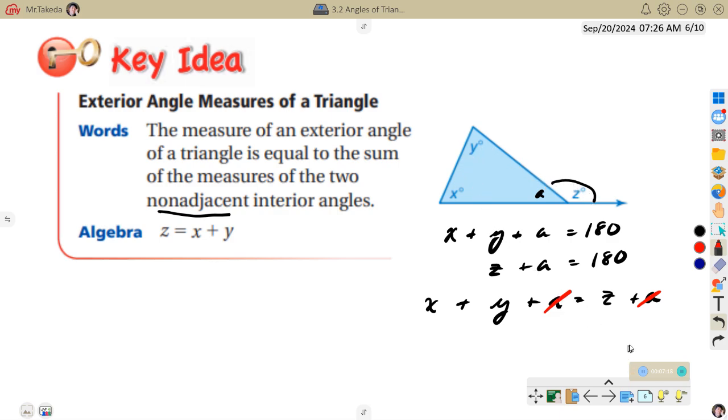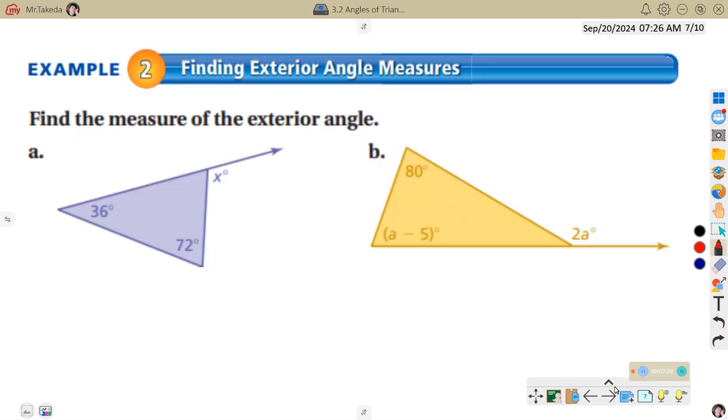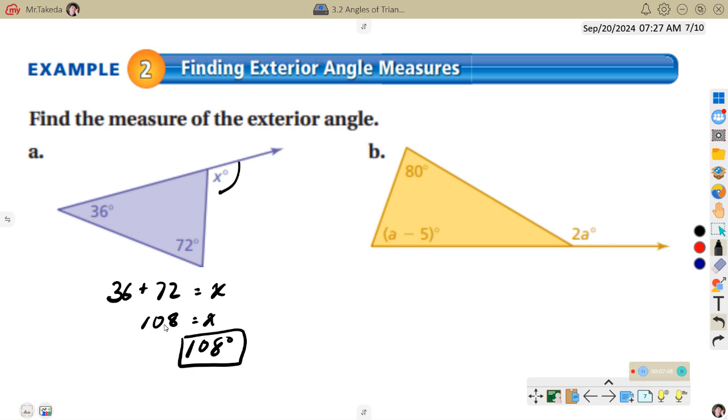Let's take a look at an example. All right, so we want to find the measure of the exterior angle. In this case, this is x. Well, I can add the sum of the two non-adjacent interior angles to get that. So 36 plus 72 equals x. So let's see, 6 plus 2 is 8. 3 plus 7 is 10. So 108 equals x. So the measure of that angle is 108 degrees.